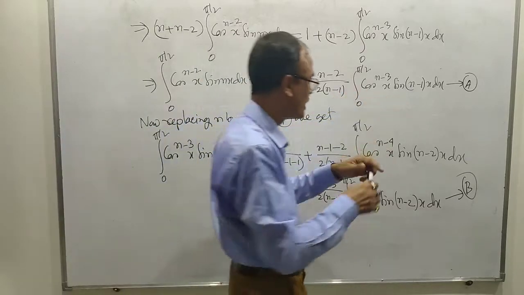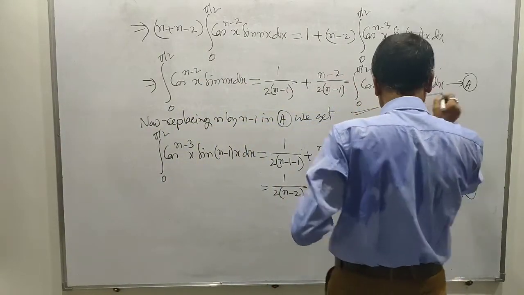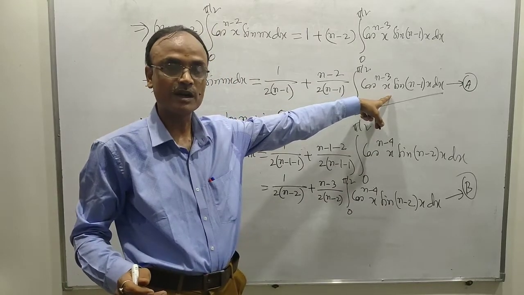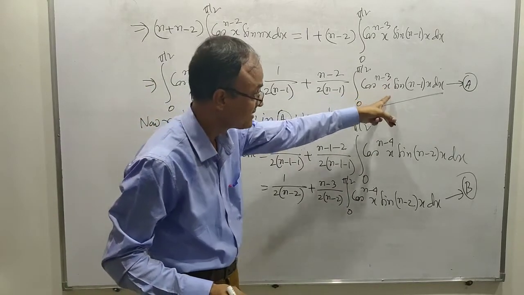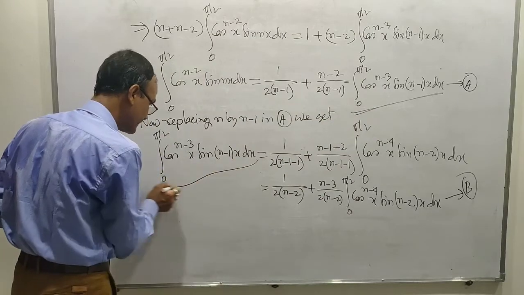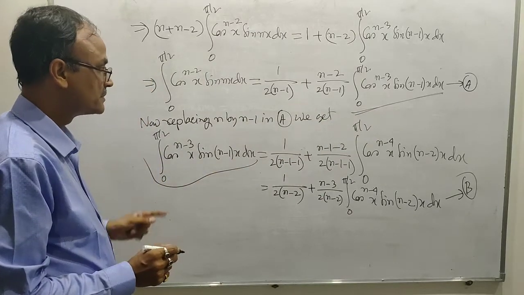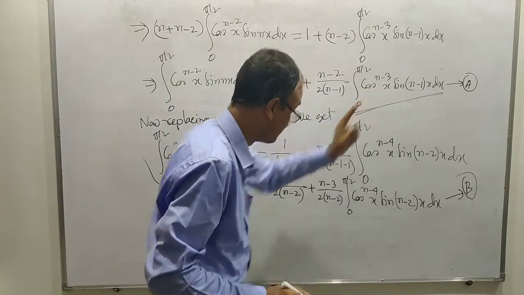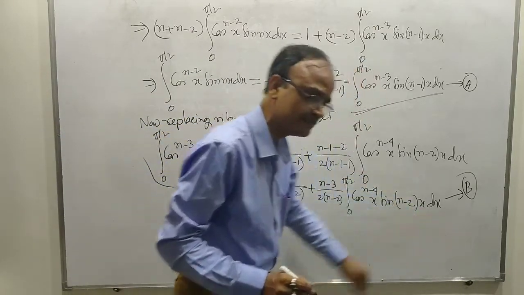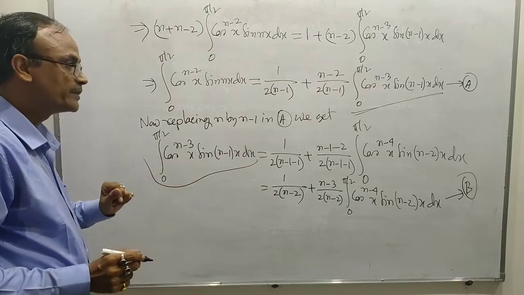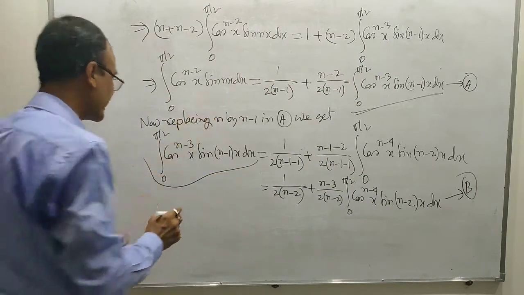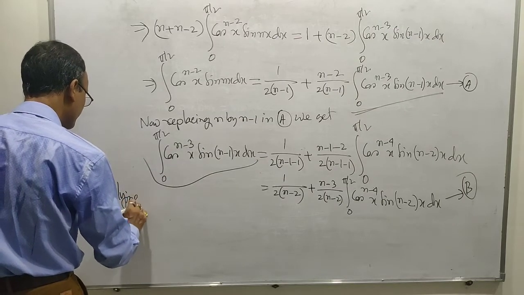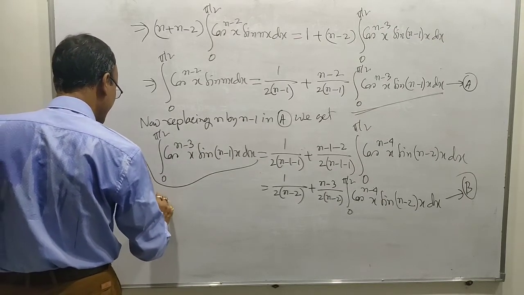Now apply B. In B you get this one. In the right hand side you see this integral. This is nothing but this integral. This integral can be replaced by the right hand side of B. Applying B in A we get.